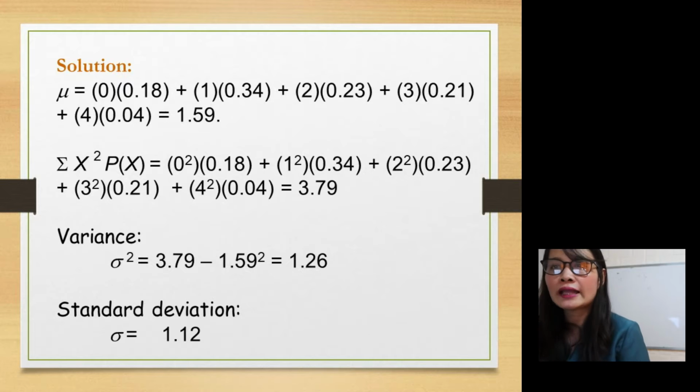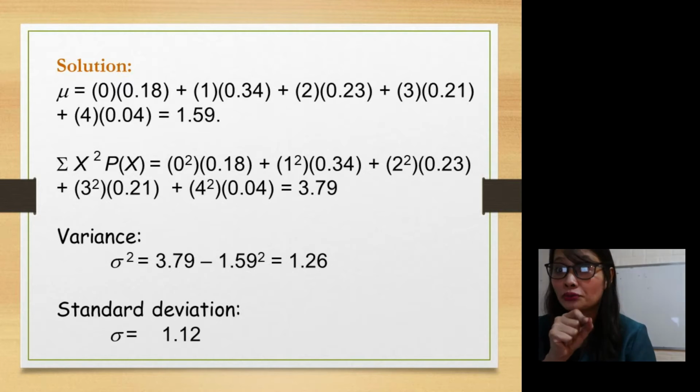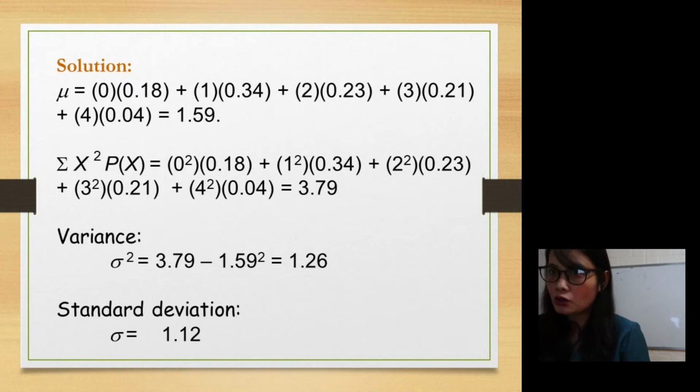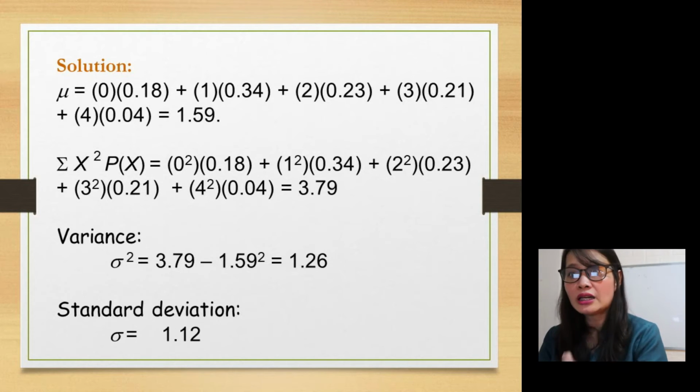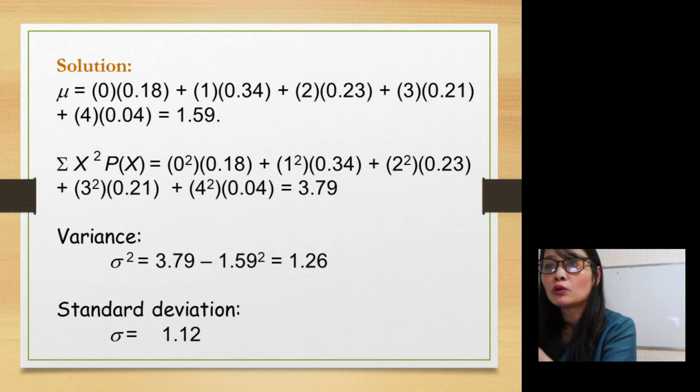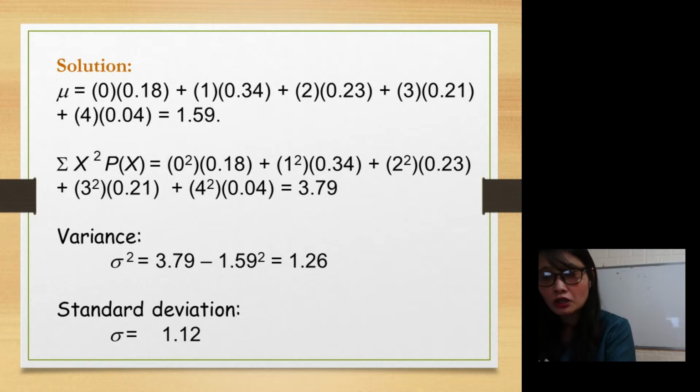Now, how do we solve for the variance? Get the square of the value. What do you mean by that? 0 raised to 2 multiplied by its corresponding probability. So 0 raised to 2 multiplied by 0.18 plus 1 raised to 2 multiplied by 0.34 plus 2 raised to 2 multiplied by 0.23 plus 3 raised to 2 multiplied by 0.21 plus 4 raised to 2 multiplied by 0.04 will be equal to 3.79. Now, to solve for the variance, 3.79 minus the square of your mean, which is 1.59 raised to 2, your variance will be 1.26.